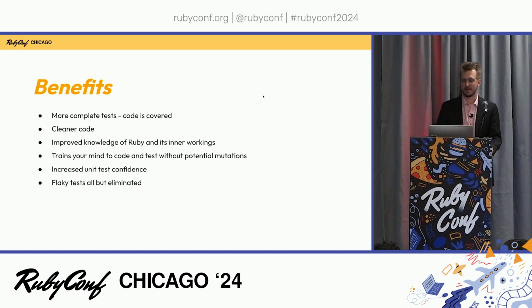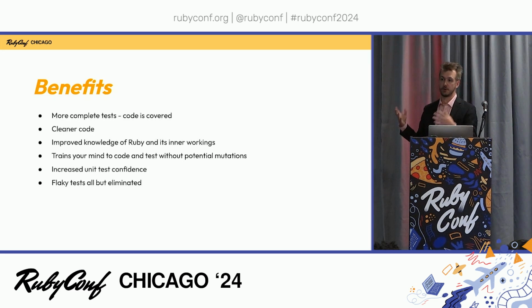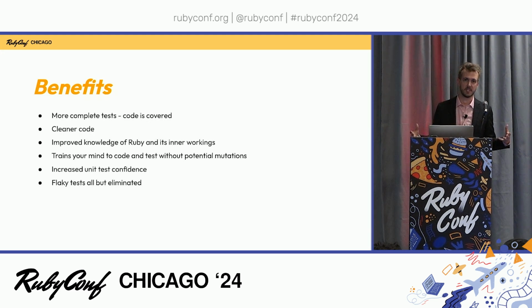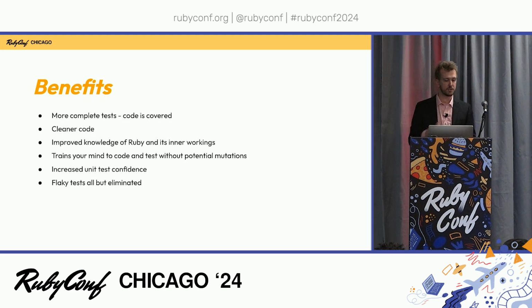All right, so let's talk about the benefits of this. The benefits are that you get more complete tests. You know your code is covered. For one thing, you're getting code coverage a la SimpleCov. And so you don't even need a tool like that if you have mutation testing, because you are basically ensuring that your code is covered. In fact, it's really more of a functionality coverage than just a line-by-line code coverage.